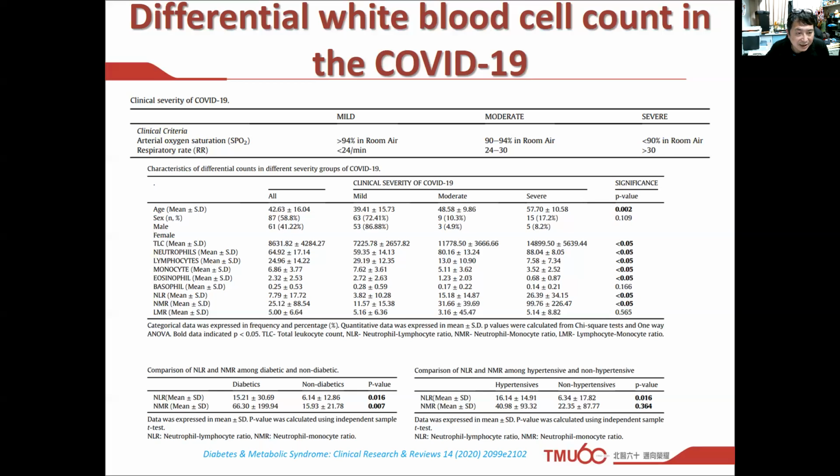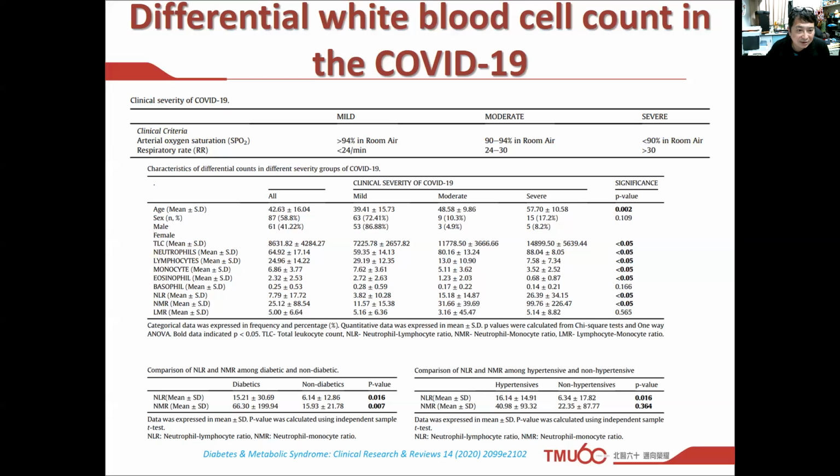Let's see the detailed information. The first one, neutrophils: 94 in mild, 59, a little bit of a drop but not significant. Moderate and severe is 88, so the p-value is less than 0.05. It suggests the number of neutrophils is correlated to the severity of COVID-19 disease. The more severe form has more neutrophils in the bloodstream.